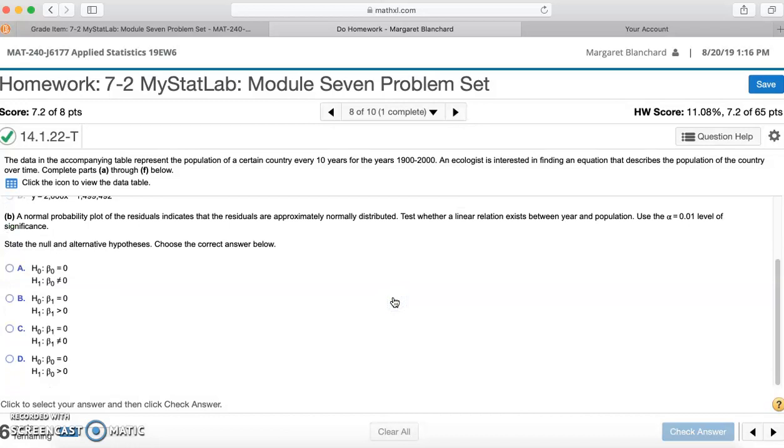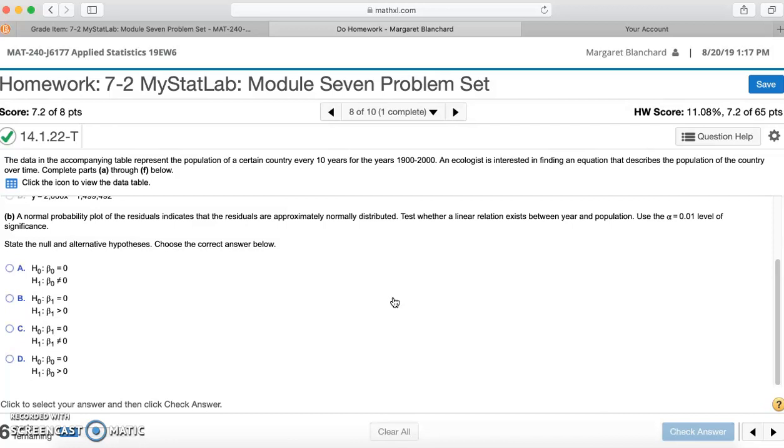All right. Part B, a normal probability plot of the residuals indicates that the residuals are approximately normally distributed. Test whether a linear relation exists between year and population. Use the alpha equals 0.01 level of significance. State the null and alternative hypothesis. Choose the correct answer below.